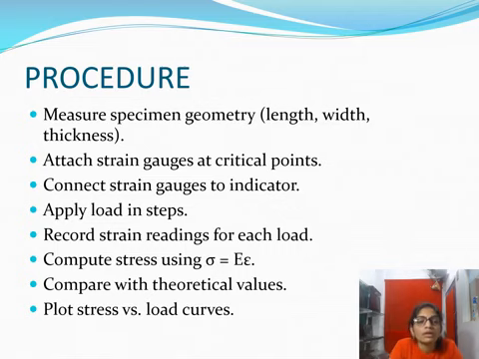Then the procedure. Measure the specimen geometry, which means specimen length, width, and thickness. Second, mount the strain gauge at a critical point. Third, connect the strain gauge to the indicator. Apply load in steps and record the readings for each load. Compute the stress using sigma is equal to E into epsilon. Compare with the theoretical value. Plot stress versus load curves.